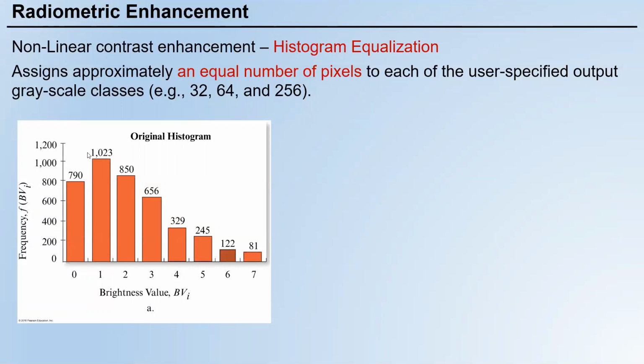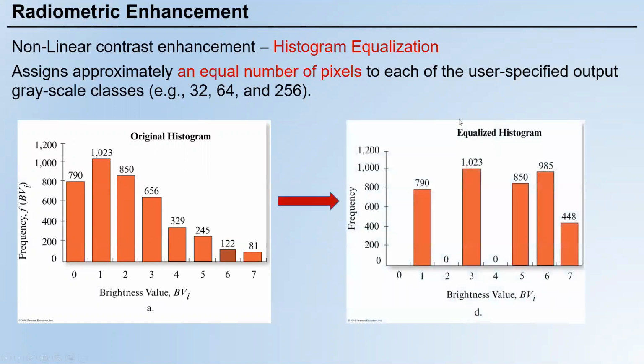You can say this histogram is highly skewed because there is a long tail on the right, which means that some categories, for example category 1, have a lot of pixels, more than 1,000. But how about category 7? Category 7 only has 81 pixels. That's the reason why we have this highly skewed histogram. We don't want that. What we want is like this.